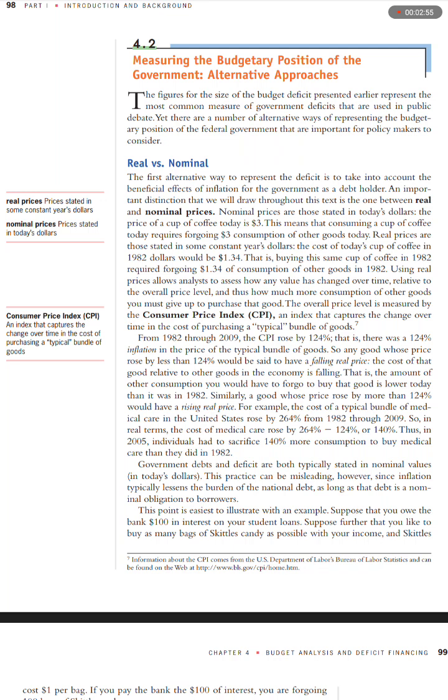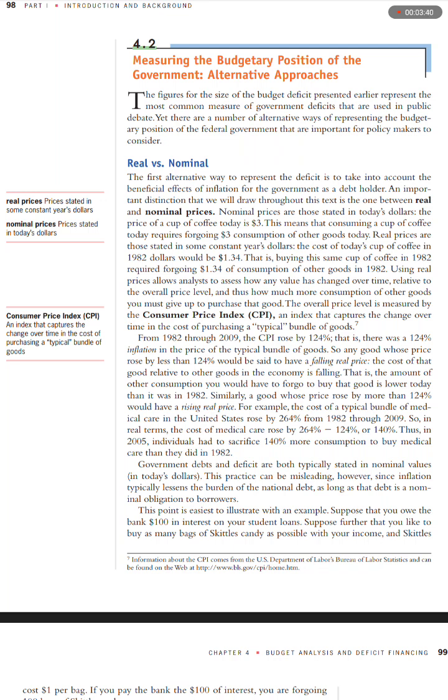Returning to the text. From 1982 through 2009, the Consumer Price Index rose by 124%. That is, there was a 124% inflation in the price of the typical bundle of goods. So any good whose price rose less than 124% would be said to have a falling real price. The cost of that good relative to other goods in the economy is falling. That is, the amount of other consumption you would have to forego to buy that good is lower today than it was in 1982.